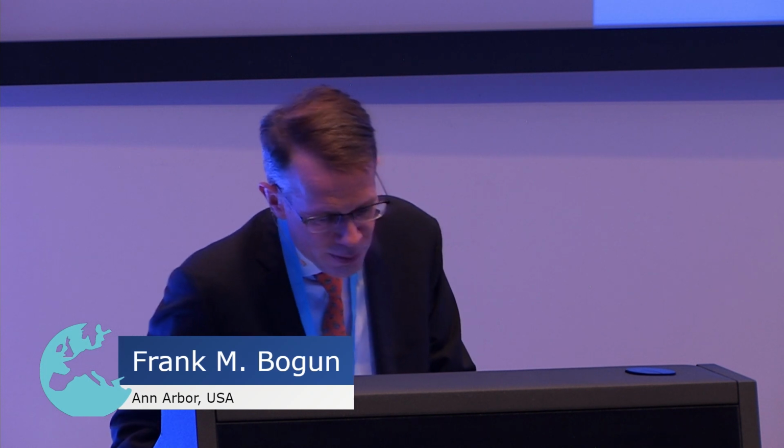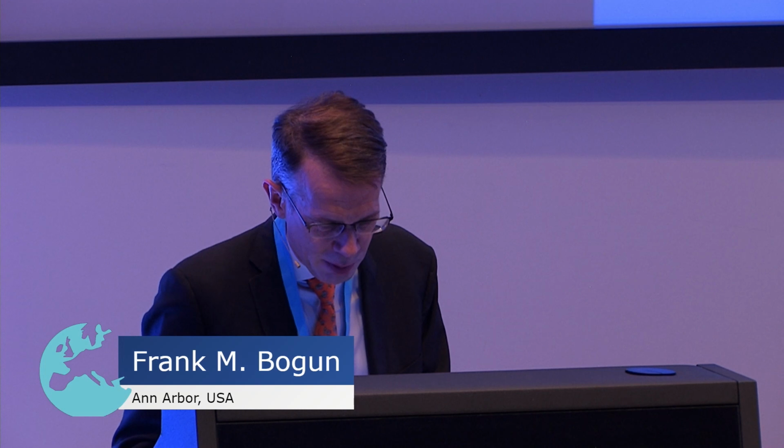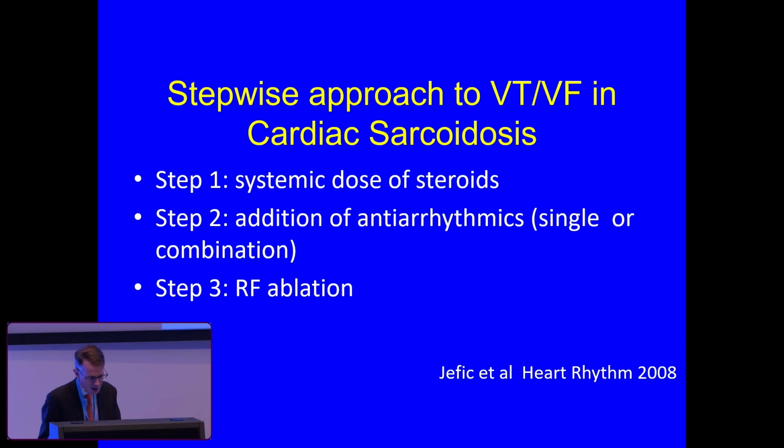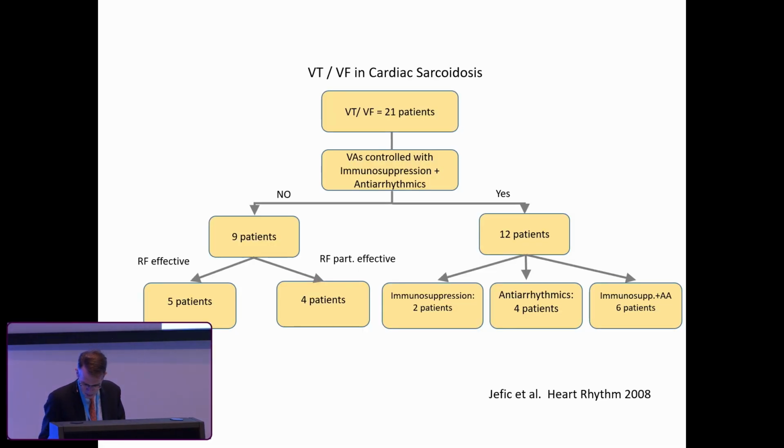We use a stepwise approach when we have patients with VT-VF in cardiac sarcoidosis based on our experience that was published a few years ago. The first step is to use systemic steroids. The second step, if this does not work, is to add antiarrhythmics, single or in combination. And if this fails, to proceed with an ablation procedure. It's based on 21 patients who presented with VT or VF in whom we tried immunosuppression and antiarrhythmics.